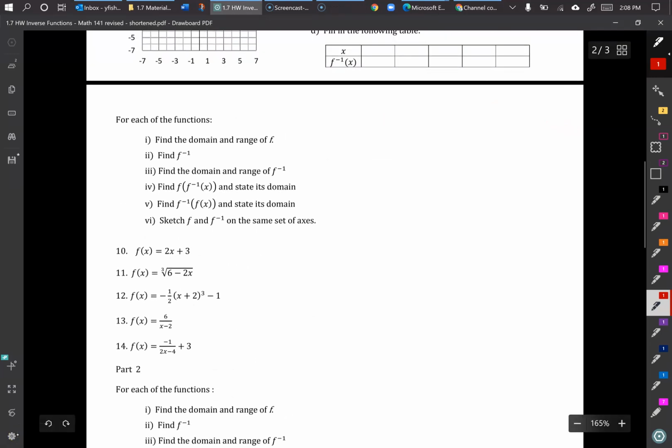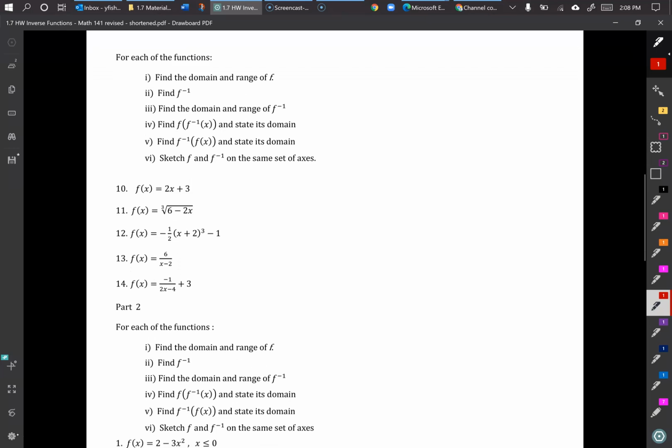So now we're going to look at finding these characteristics of each of the functions below. Find domain and range, find the inverse, find the domain and range of the inverse, and then do the composition and state the domain, and sketch on the same set of axes. I'm not sure if I gave you all the graphs. I will give you the graphs. I probably have those on a separate sheet. So you can just put it into a graphing calculator if you want.